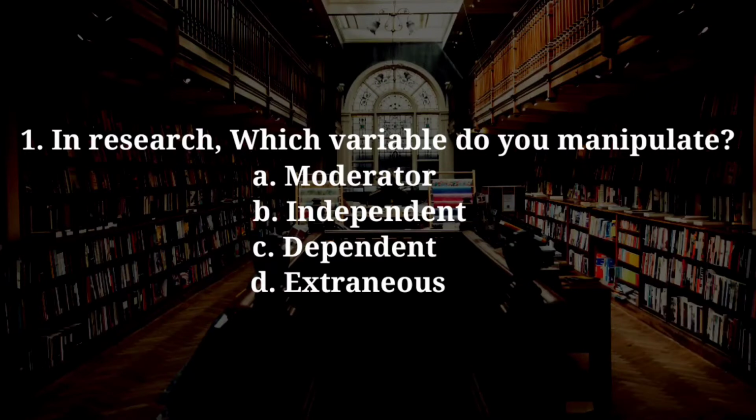Let's discuss first. If we'll say moderator, it is used to strengthen, diminish, negate, or otherwise alter the association between independent and dependent variable. If we'll say the independent variable, it stands alone and isn't changed by the other variables you're trying to measure. If we'll say dependent, it is a variable that changes as a result of independent variable manipulation. And lastly, extraneous, it is unintentionally studied in your experiment or test.